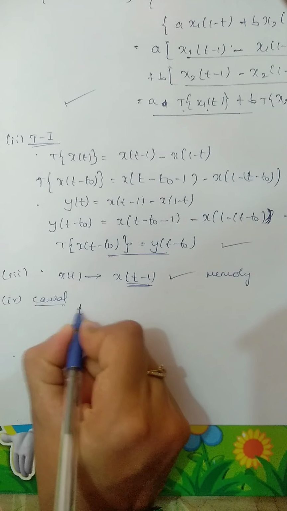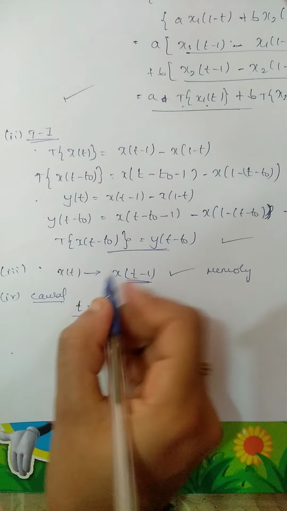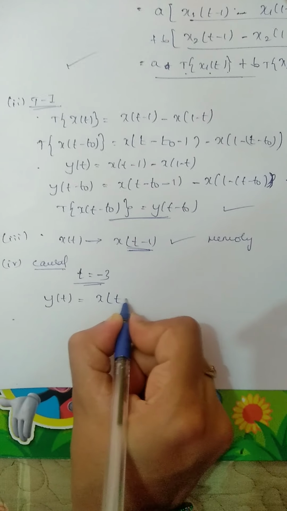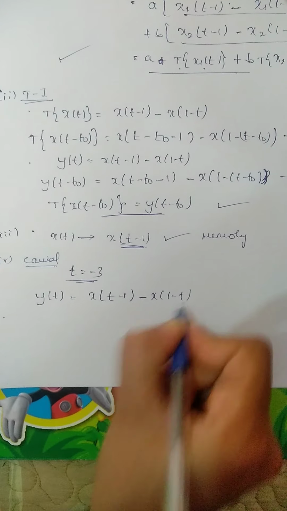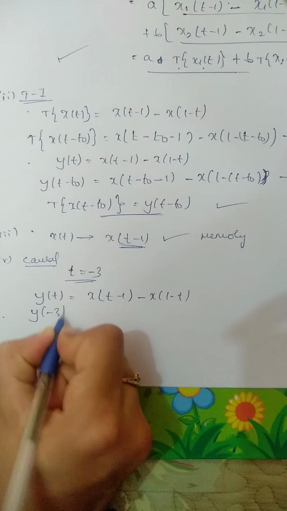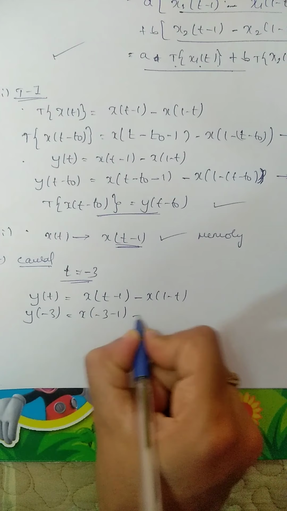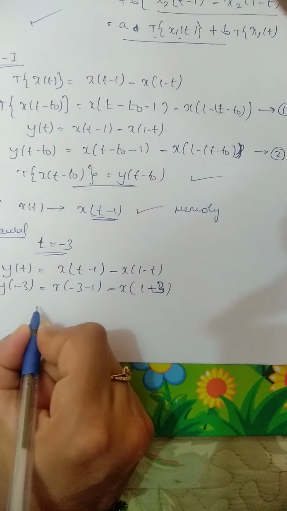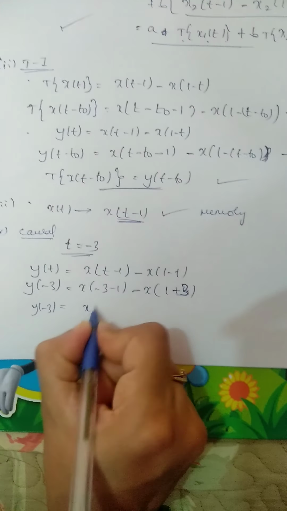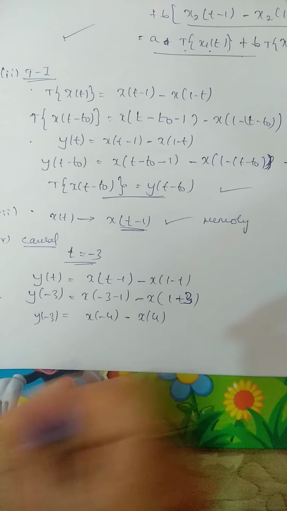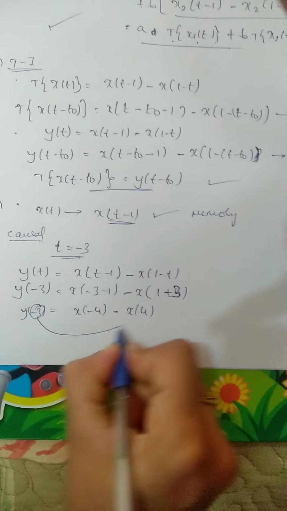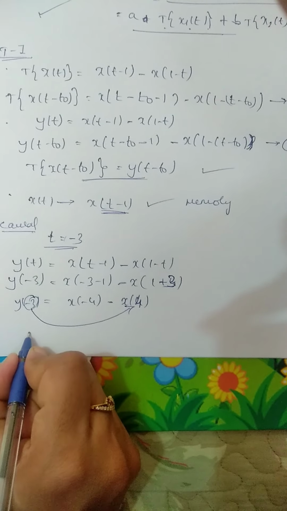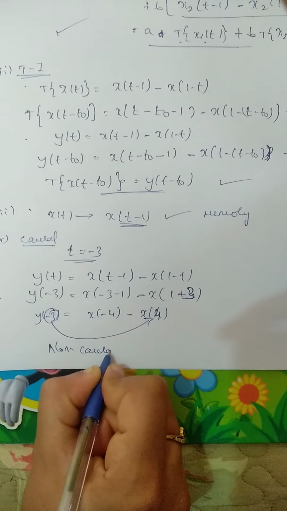For example, if we take t is equal to minus 3 and substitute here, what will we get? y of t is equal to x of t minus 1 minus x of 1 minus t. In this, substitute t is equal to minus 3. So x of minus 3 minus 1 minus x of 1 minus of minus 3, which means 1 plus 3. So y of minus 3 means x of minus 4 minus x of 4. So here, if we take minus 3, it is depending on the future value. 4 is the future value. So we can say that the system is non-causal.